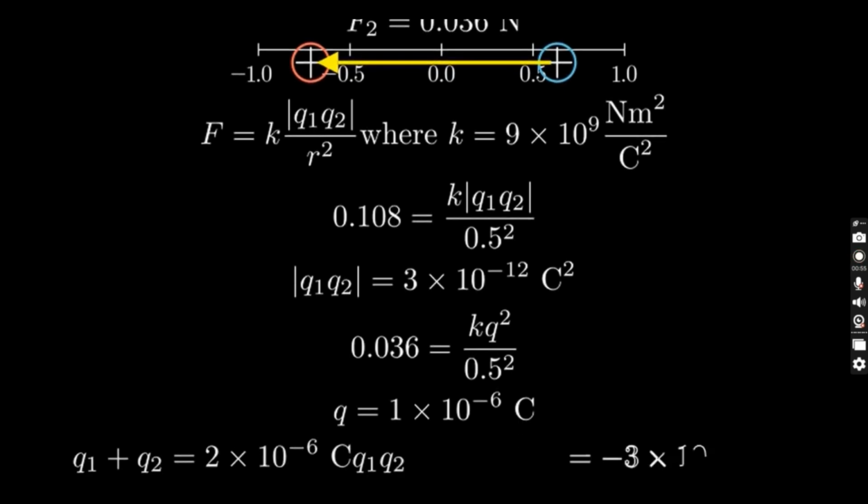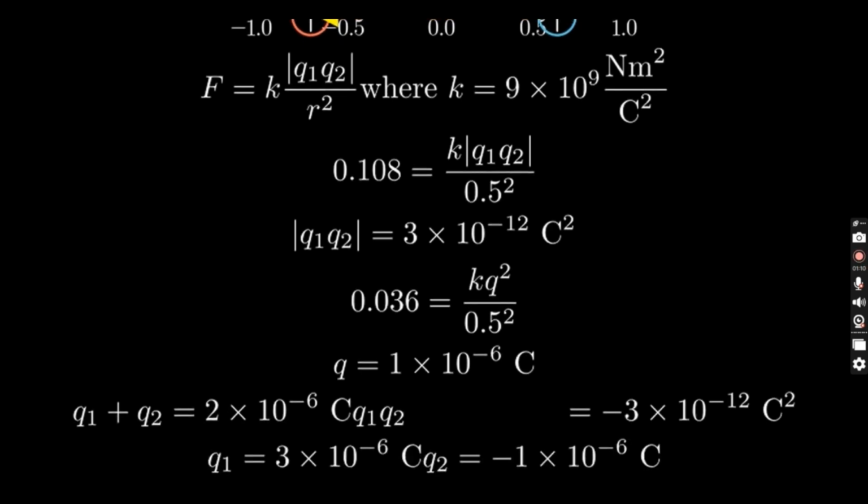Now, since the total charge is 2Q equals 2 μC, we have two equations. Q1 plus Q2 equals 2 μC, and Q1 Q2 equals minus 3 times 10 to the power of negative 12 C squared. Solving this system, we find Q1 equals 3 μC and Q2 equals minus 1 μC.